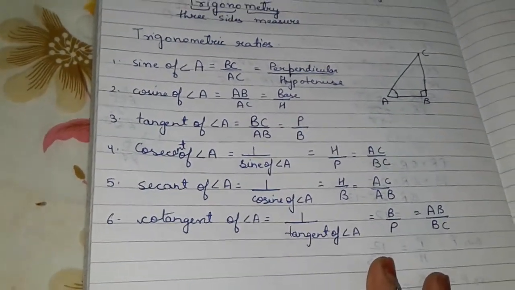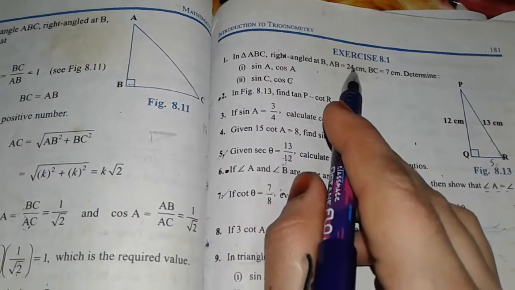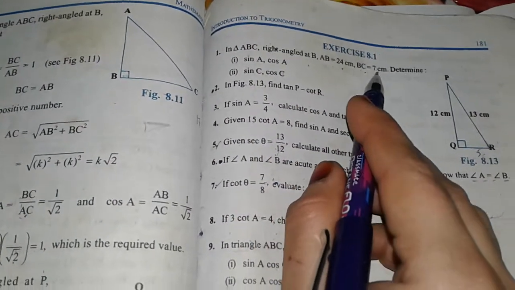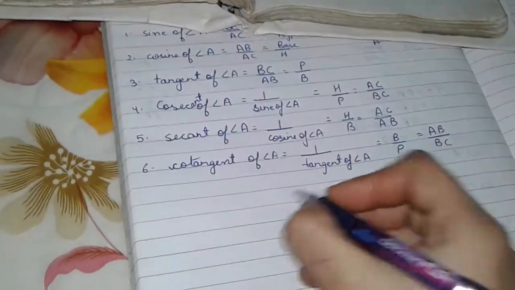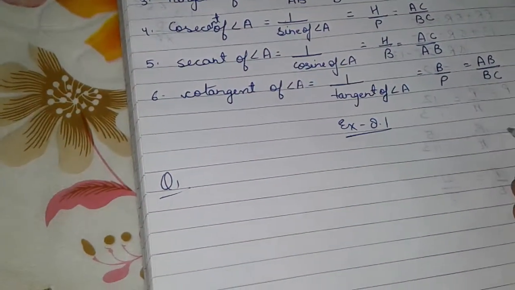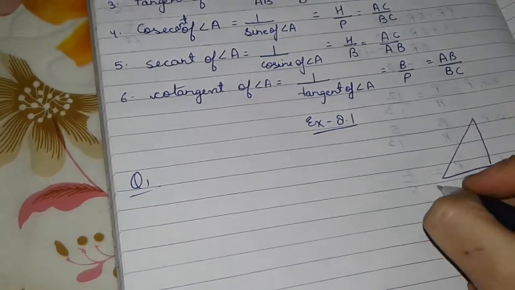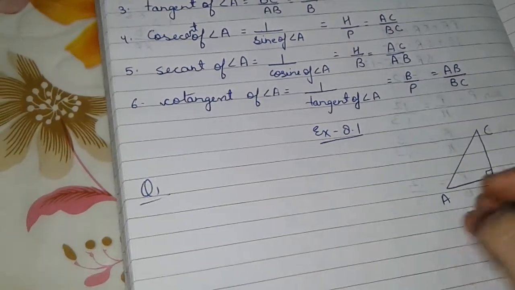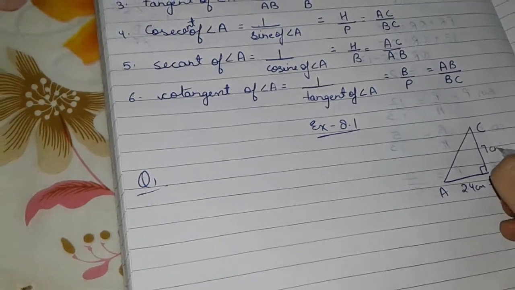Let's do some NCERT questions of exercise 8.1. In a triangle ABC, right angle at B, AB is equal to 24 cm, BC is equal to 7 cm. Determine sin A and cos A. Draw a right angle triangle with the right angle at B. AB is equal to 24 cm and BC is equal to 7 cm.